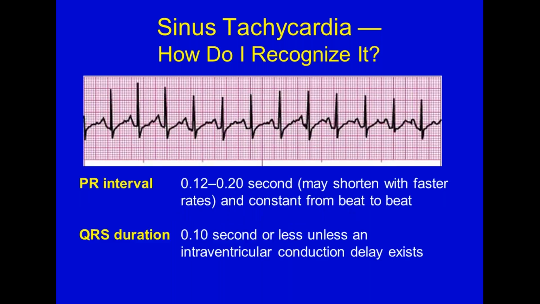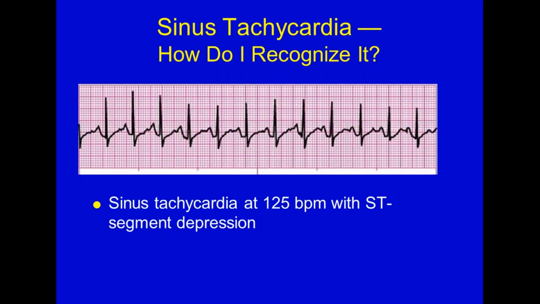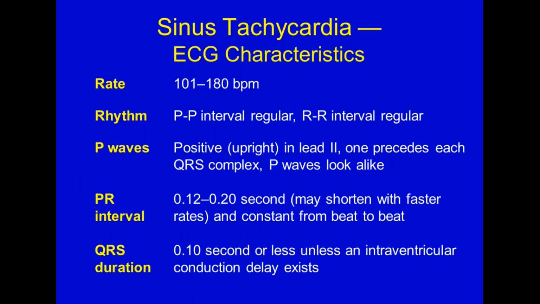So our PR interval and our QRS durations are the same. Let's not worry about the ST segment depression. I love that when they're giving you the very first example of a rhythm, they throw a nice little slider or curveball at you there. So there it is by characteristics, and if we compare that to our sinus slide, everything would be the same except for the rate.